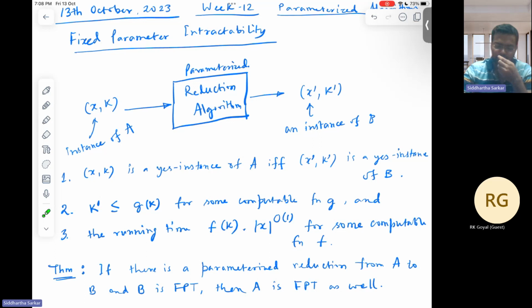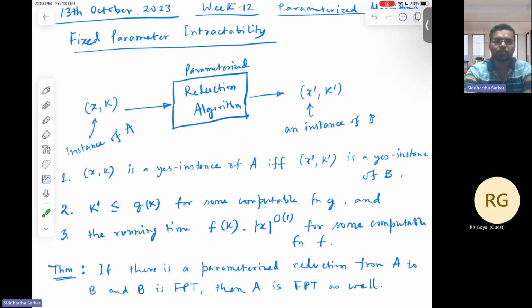Some of the problems we have seen, for example, vertex cover parameterized by the solution size, are fixed parameter tractable, but some of the problems are not. If somebody gives you a problem and that problem is in fact fixed parameter intractable, then there is no point spending time to design a fixed parameter tractable algorithm for it. So the first thing we try is to decide the hardness of the problem in terms of fixed parameter tractability. And the standard tool to do so is something called reduction algorithms.